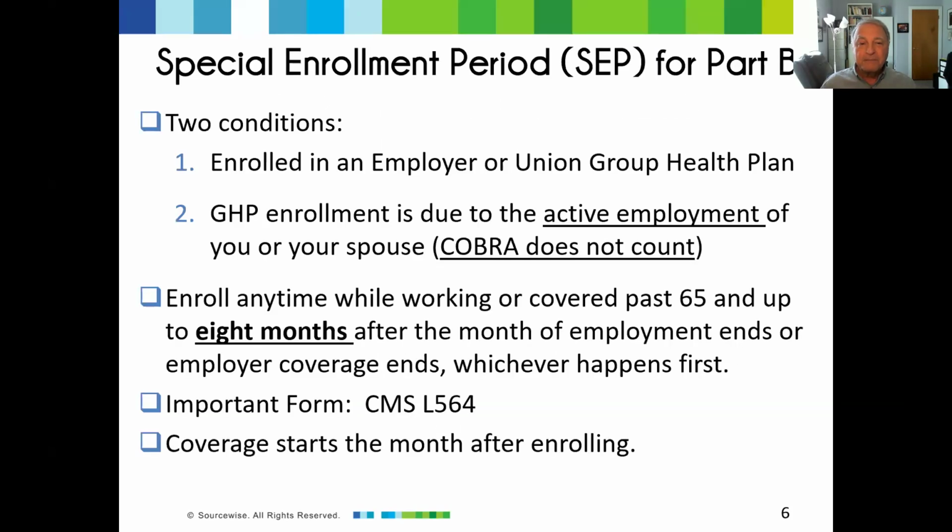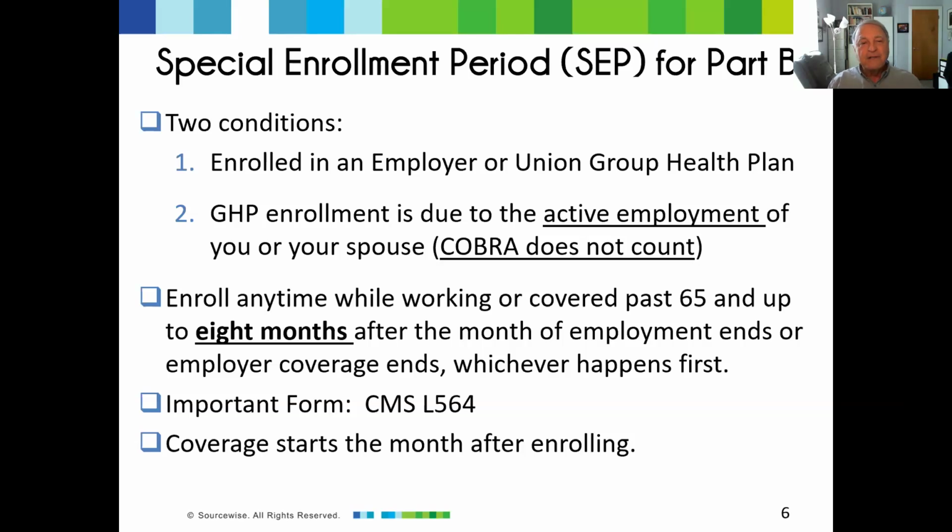And the special enrollment period has a couple of conditions. You have to be enrolled in an employer or a union group health plan, either your own or your spouse's. And that enrollment has to be due to active employment, not COBRA. COBRA does not count. Some people make the mistake of thinking, well, I'll just go on to COBRA and ride with that for a while. No, that can get you in trouble. Don't do that.